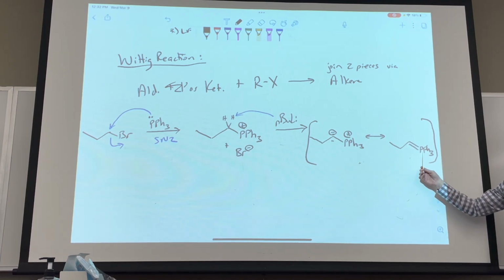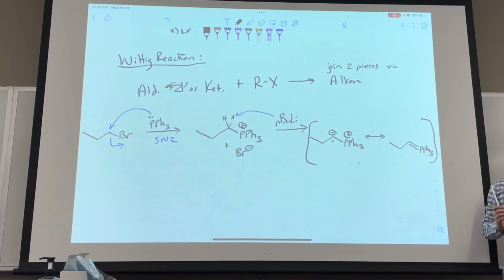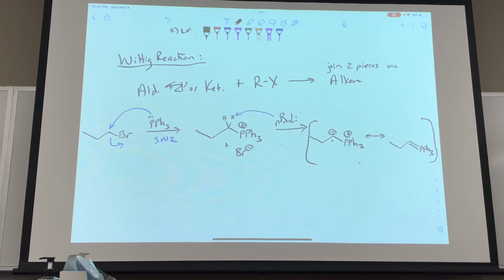But look at what this resonance form is indicating. It's indicating you have a pi bond between carbon and phosphorus. When we think about how you form a pi bond, a pi bond comes from the overlap of p atomic orbitals. Right? Anytime you're making a pi bond, it's just overlapping of two p atomic orbitals. And that makes the double and the triple bond.